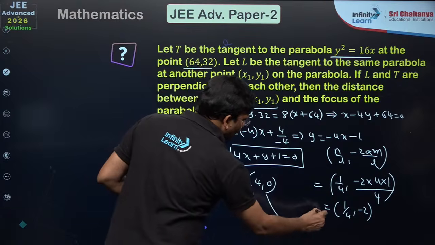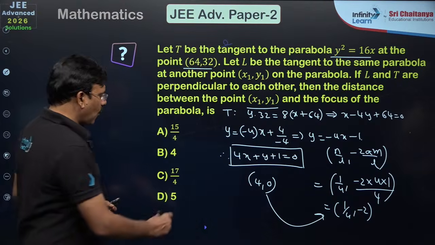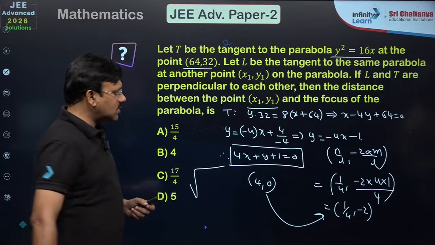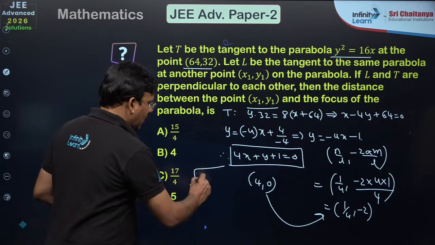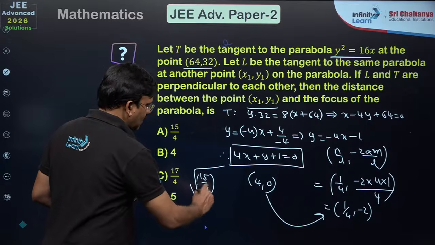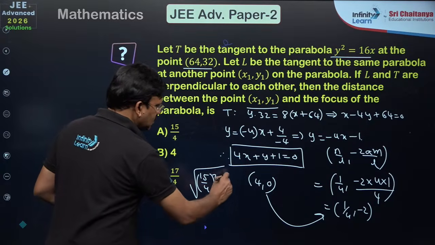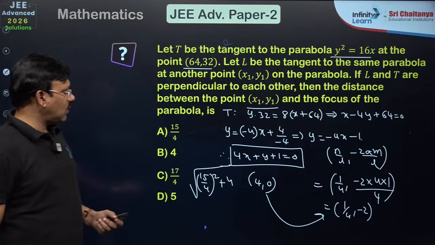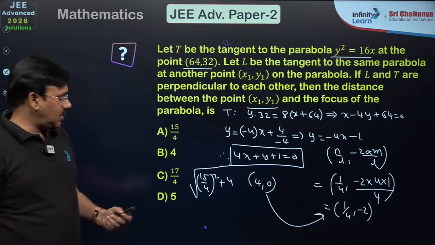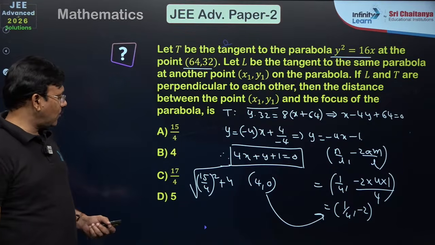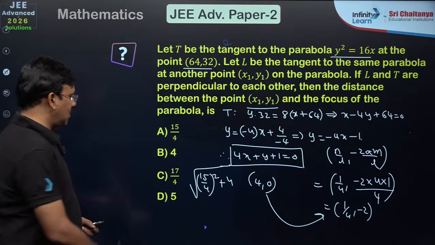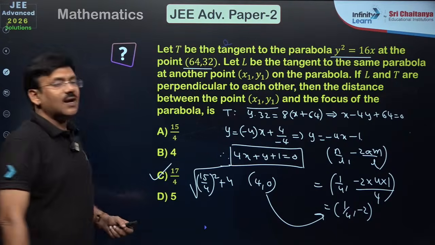Now, you just try to find the distance between these two. 4 minus 1 by 4 whole square, that is 15 by 4 whole square, plus this is 4. So, 225 plus 16 into 4, 64, we will get 289 by 16. 17 by 4 is the right answer.